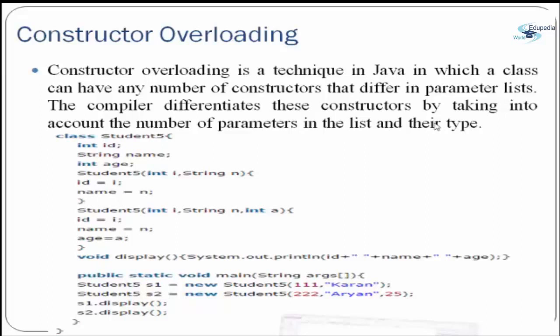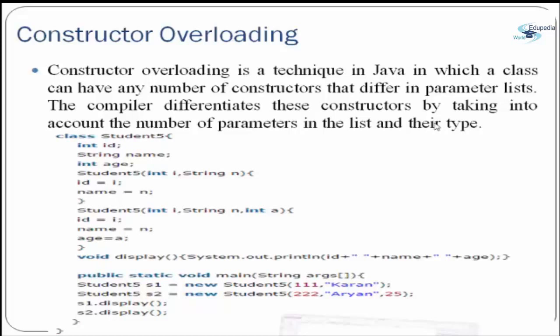Fine. Now you can see in the main method we are creating two objects. Student5 s1 equals new Student5, and we are passing two parameters. So what do you think, which constructor will be called? Well, the first one, which has two parameters, will be called in this case. Fine. And when we are creating our object Student5 s2 equals new Student5 and we are passing three parameters, that is 222, Aryan and 25, in this case the second constructor will be called, which has three parameters. So I hope you got the concept of constructor overloading.